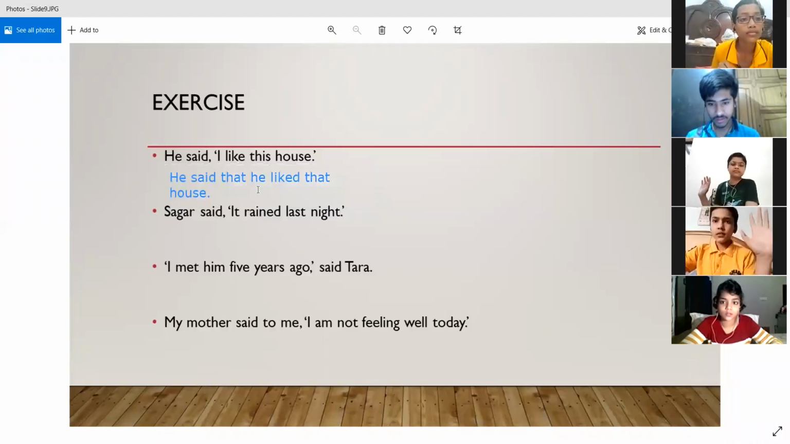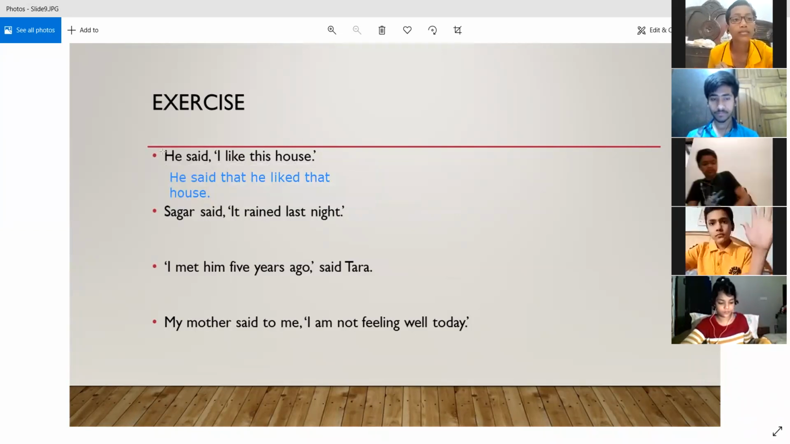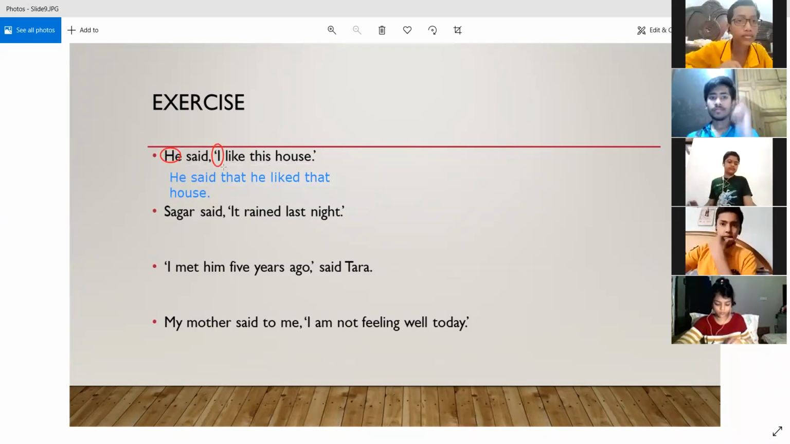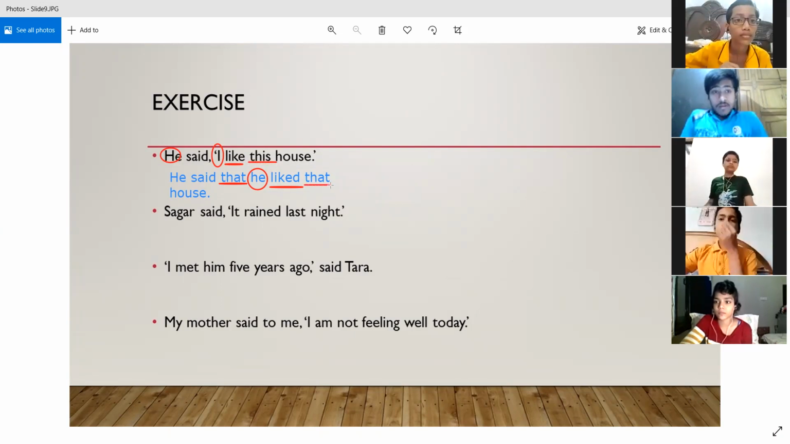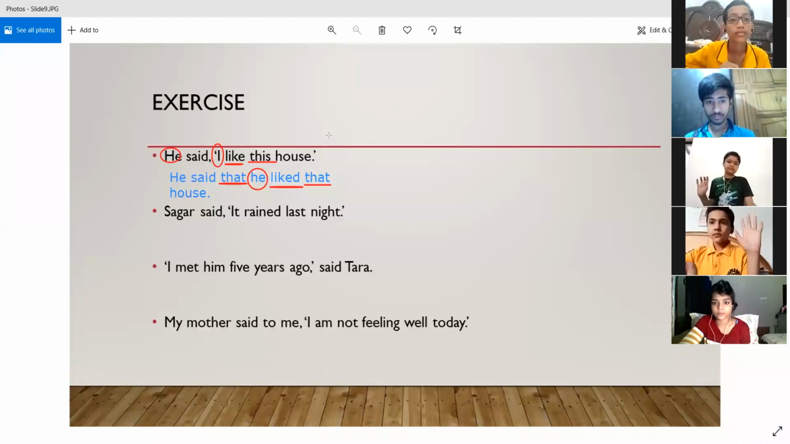All right. So first of all, let me show you the changes that are taking place. You have answered it correctly. "He" was the subject present over here as the subject of the reporting verb. "I" was the first person pronoun. So it can be seen that "I" has changed into "he." He said that he liked. "Like" was the simple present tense, so it has changed into simple past, which is "liked." "That" has been used as a conjunction. And "this" has changed into "that." So you can see a lot of changes have taken place. And this is exactly what happens when we change direct speech into indirect.